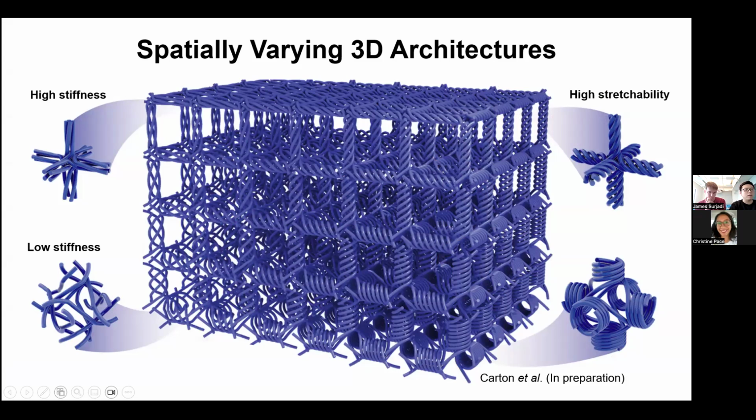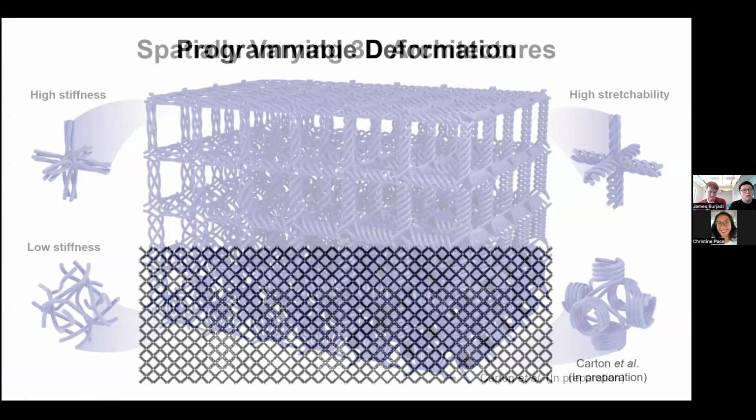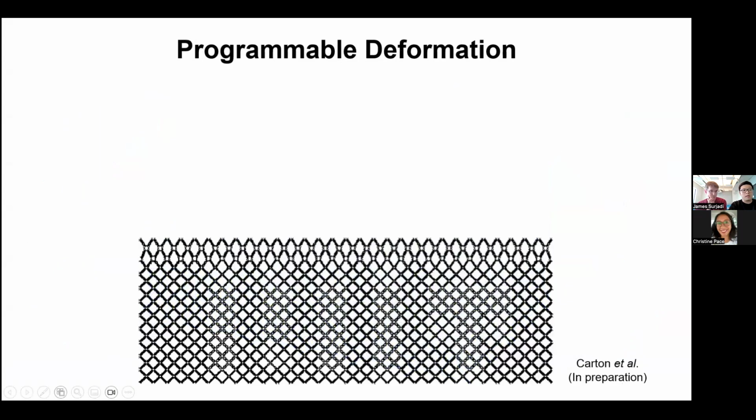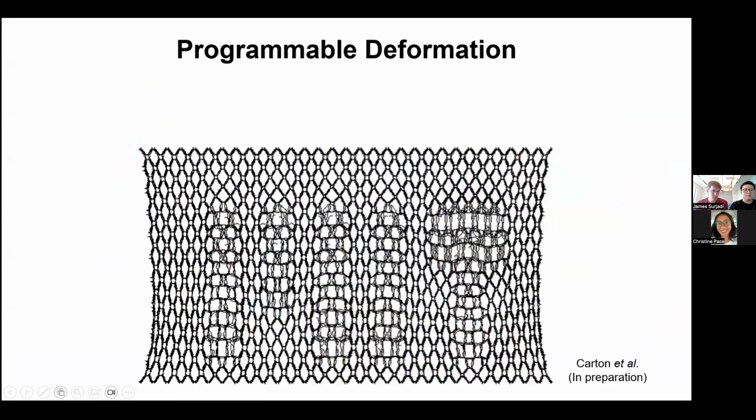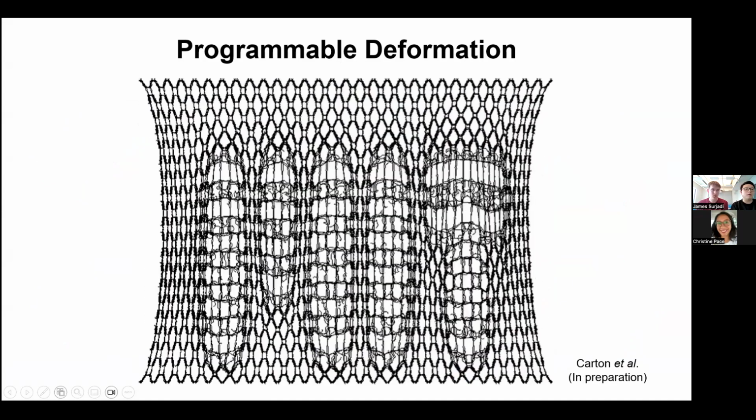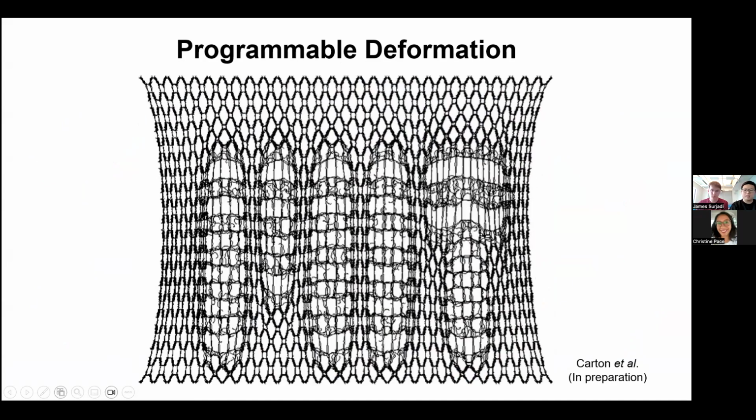We can also design spatially varying 3D architectures incorporating regions with high stiffness on one side and lower stiffness on the other. Additionally, we can introduce areas with enhanced stretchability, enabling tailored mechanical responses within a single structure. And by doing so, we can also program the deformation behavior of these 3D microarchitectures. For instance, upon stretching, certain regions deform more than others, revealing the emergence of a pattern that we are pretty familiar with. And in case this is not obvious, it is actually our MIT logo.